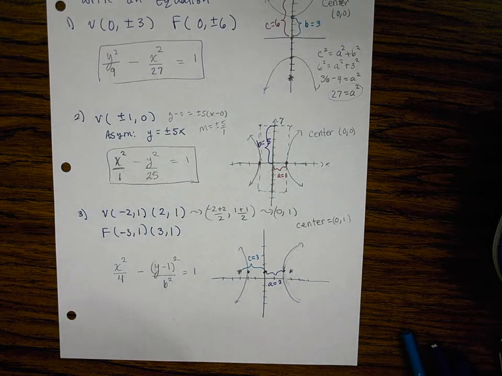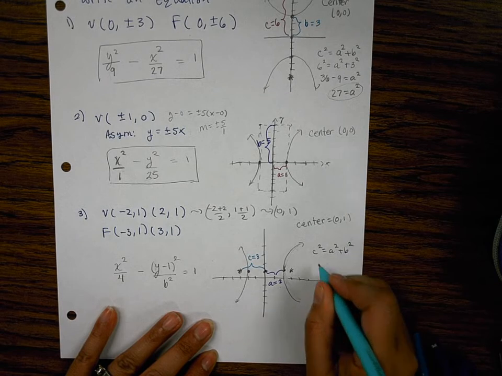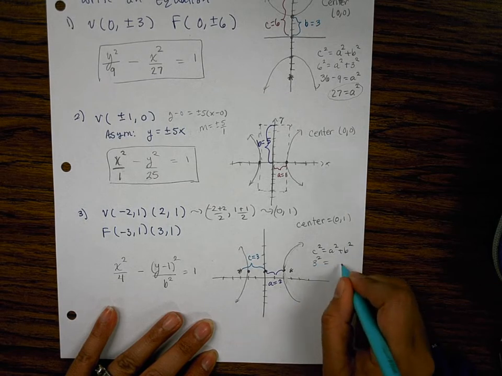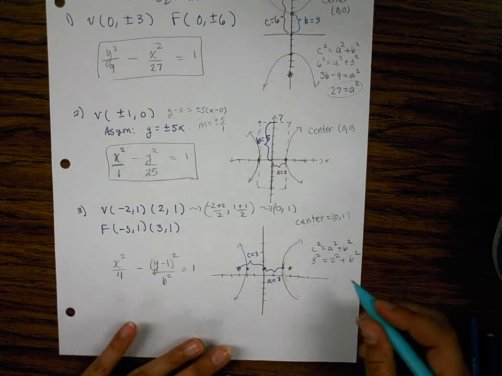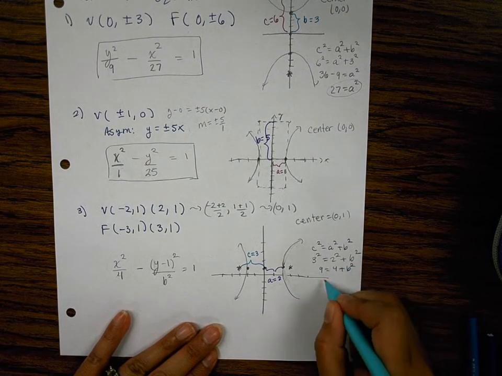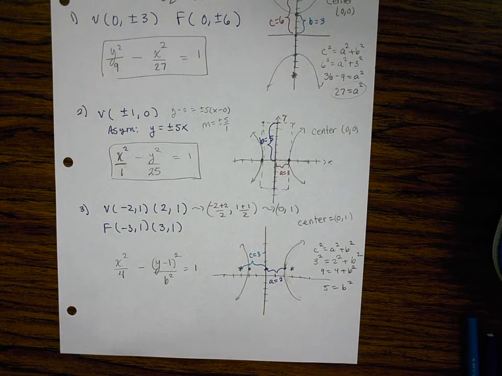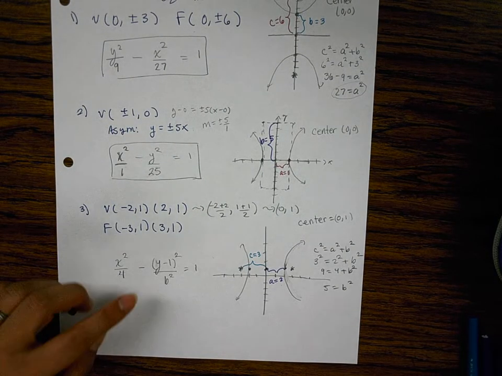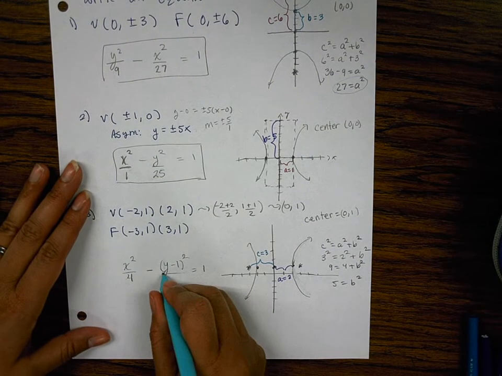Okay, so C squared equals A squared plus B squared. 3 squared equals 2 squared plus B squared. 9 equals 4 plus B squared. Subtract. 5 equals B squared. You can square root, but it's not necessary because B squared is what you are looking for, and it is 5.